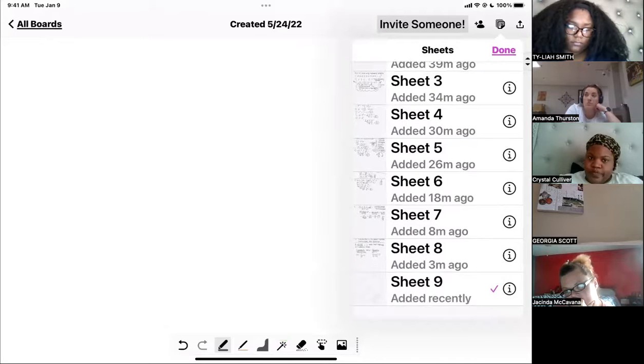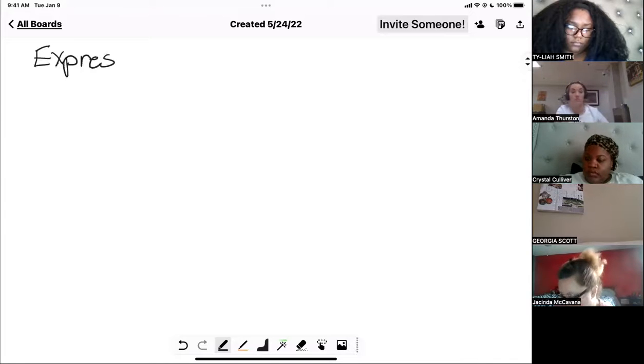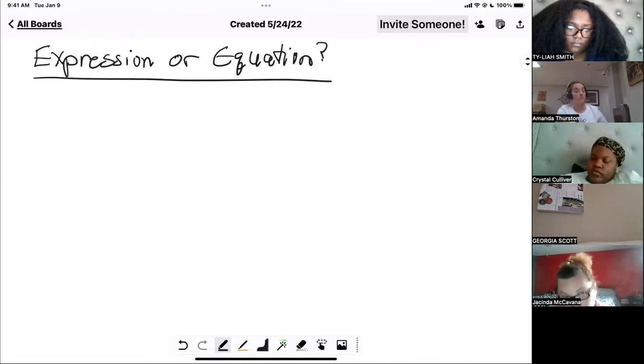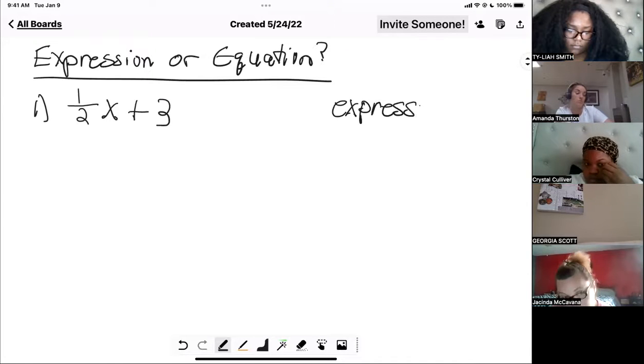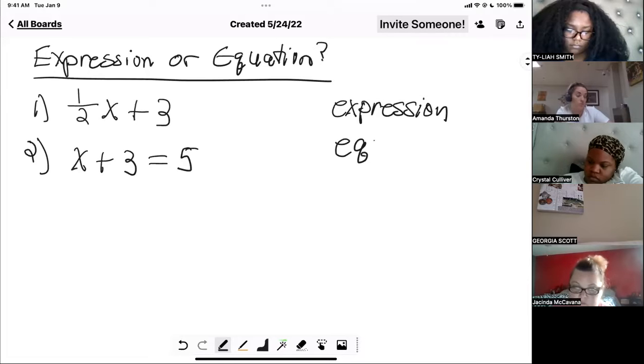So let's look at this. Expression or equation? Let's look at a couple. So if I have 1/2 x plus 3, that doesn't have an equal sign, so that's an expression. 2x plus 3 equals 5. Well, that has an equal part, so that's an equation.